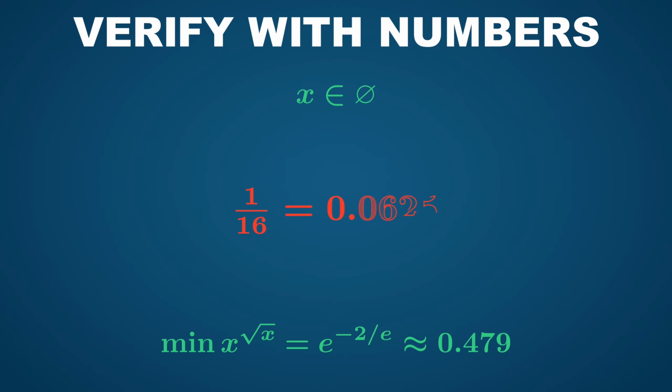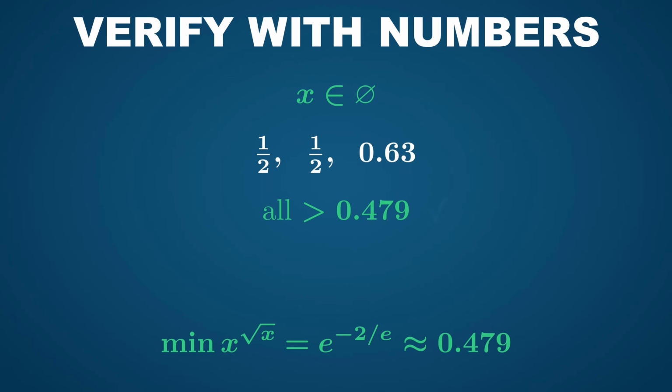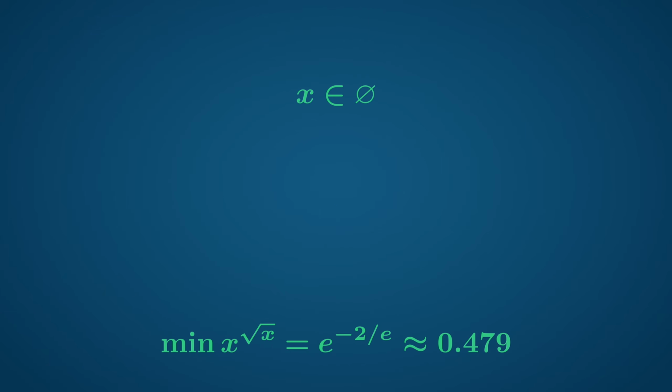The target, 1/16th, is 0.0625. The gap between them is enormous, close to a factor of 8. Our fraction tests gave 1/2, and 0.63. All of those sit above the floor, exactly as the curve says they must.